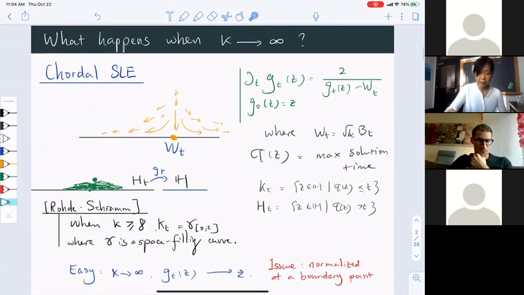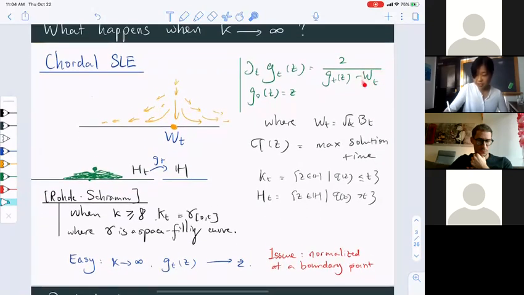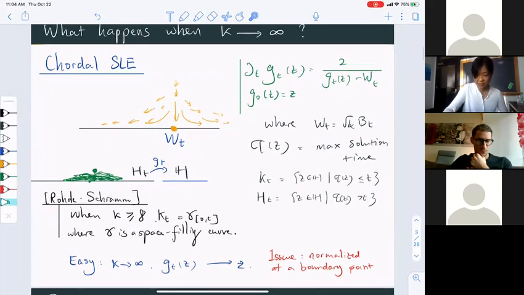In the chordal SLE setup, I just recall the chordal Loewner equation is given by solving this stochastic differential equation, where you have the input, which is the Brownian motion times square root of kappa. This is a differential equation that is time homogeneous in the sense that you can follow where g_t of z goes only based on where your point is. Well, it's not time homogeneous in the sense that W_t depends on t, but that is all it's about.